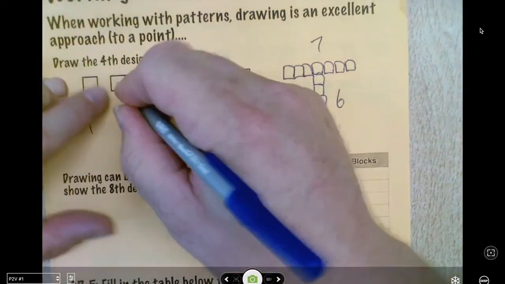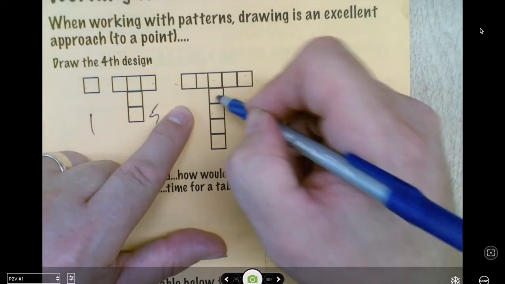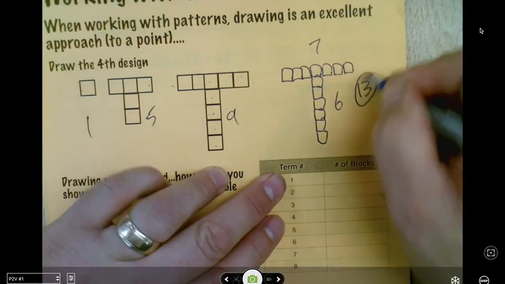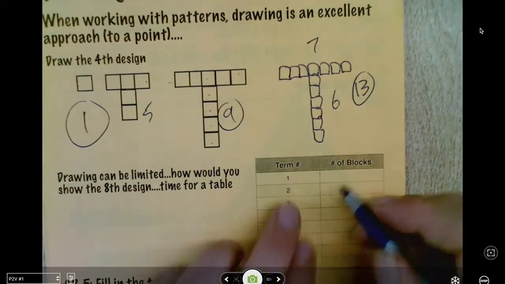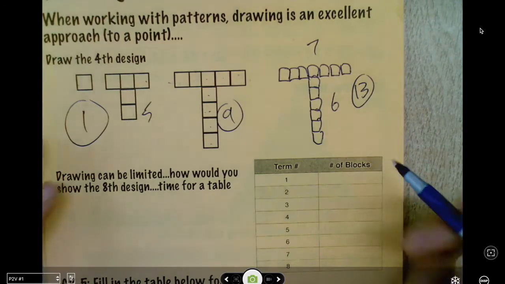So I've got 1, 2, 3, 4, 5, 1, 2, 3, 4, 5, 6, 7, 8, 9, and then I've got 13 over here. So I change over to a table now, because it's going to get larger and larger, it's going to be harder to draw.